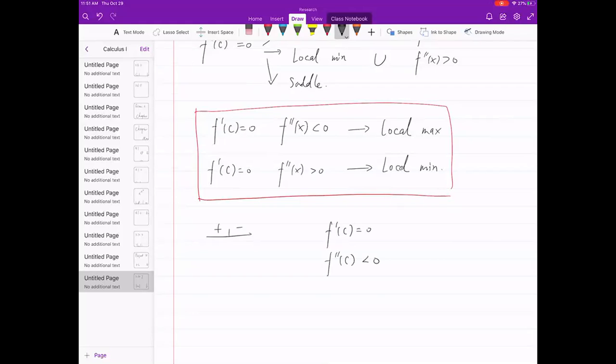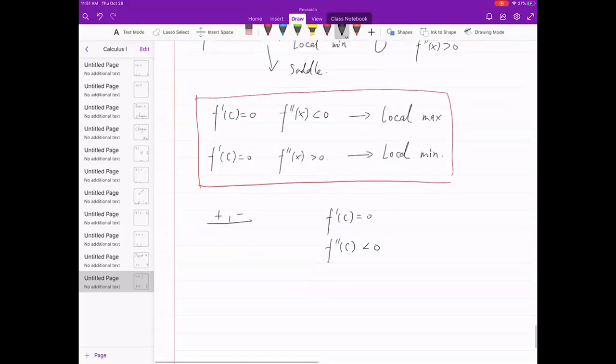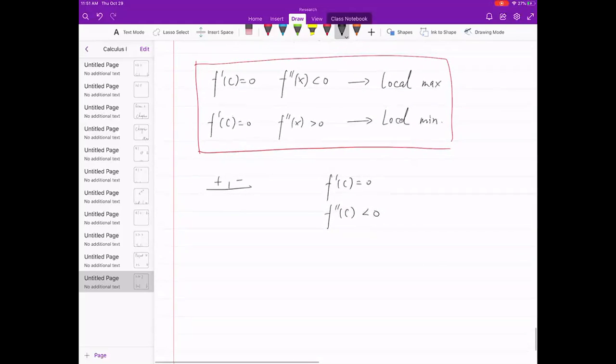Okay. Which one is better? This one, you only need to compute f prime x, then figure out positive or negative. This one, you need to compute the additional second derivative. Can you see this one is better in terms of speed? You already have f prime x.